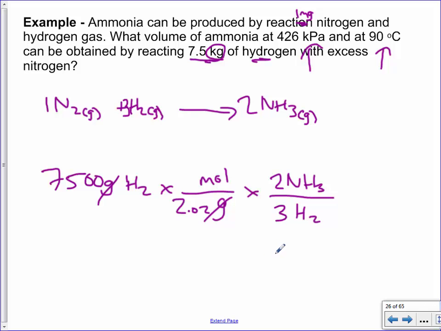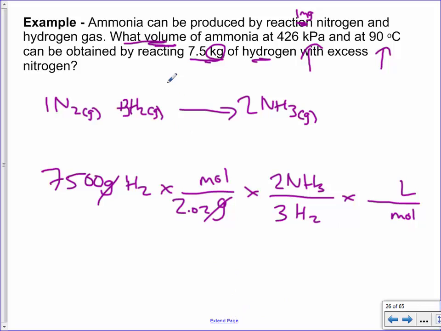We are almost there. Last step. We need moles on the bottom. I know that much. And we're looking for what volume? So we need liters on top. And here comes the next twist. Well, we kind of need to find a liters to mole ratio. Not concentration.